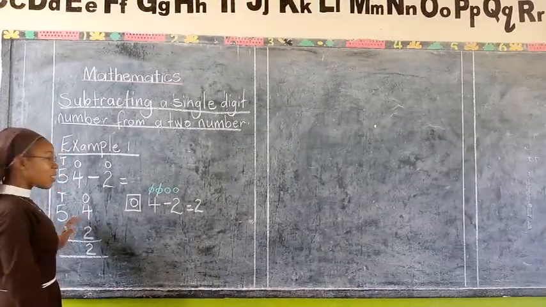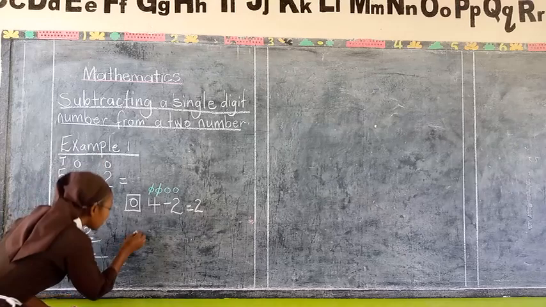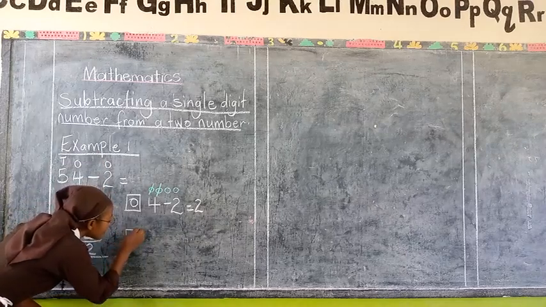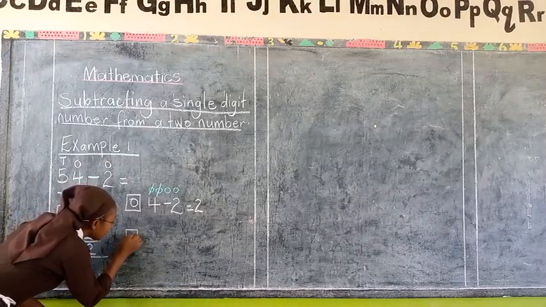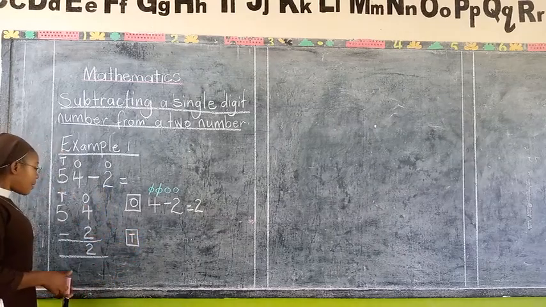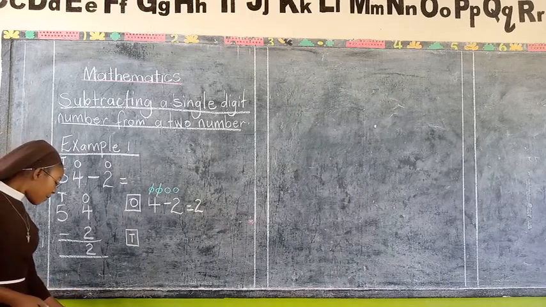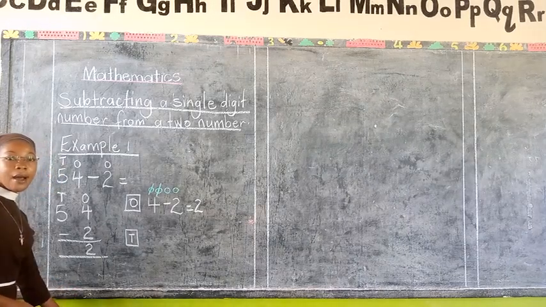Let's go to the next place value, and that is the tens. We shall draw our box here to represent the tens, and we write capital T. Under the place value of tens, we have number 5. We only have number 5.